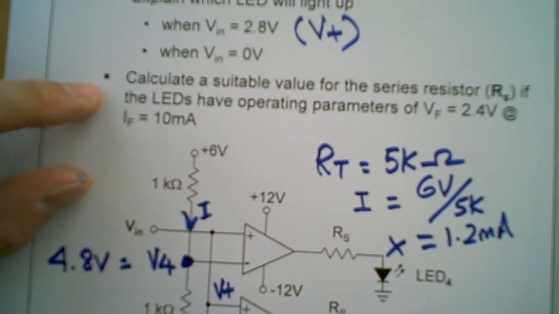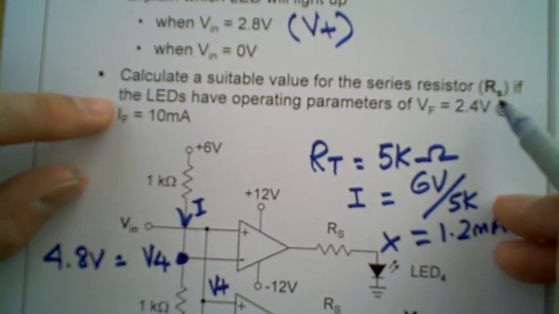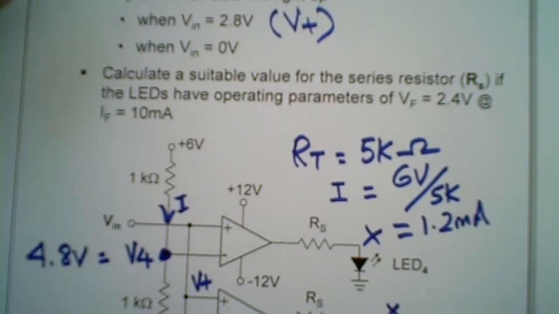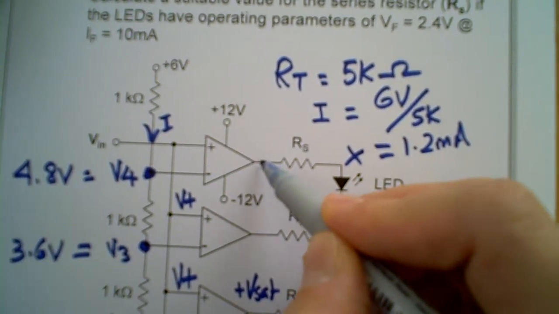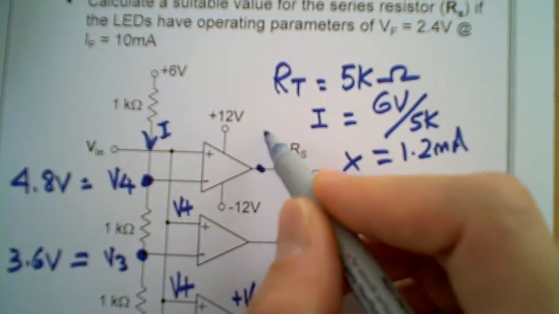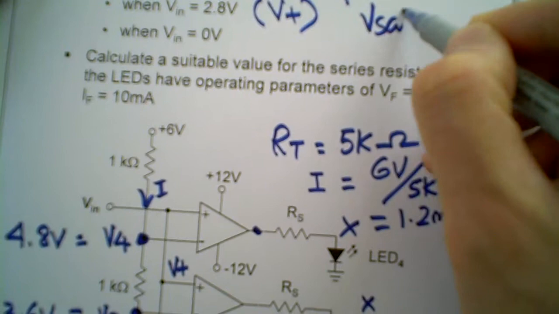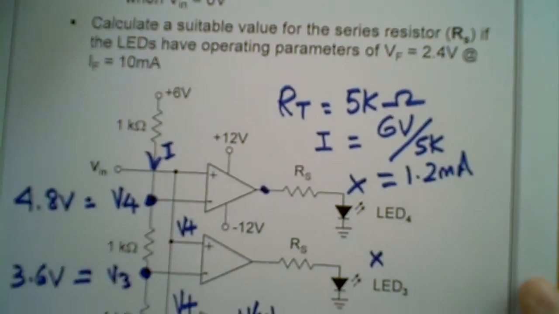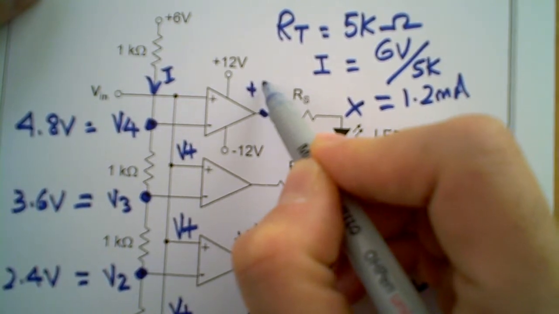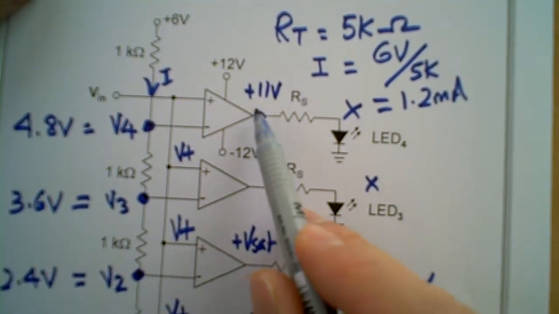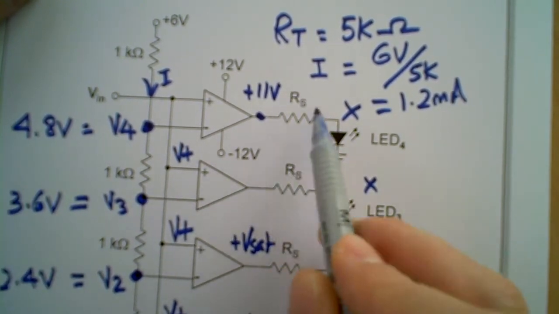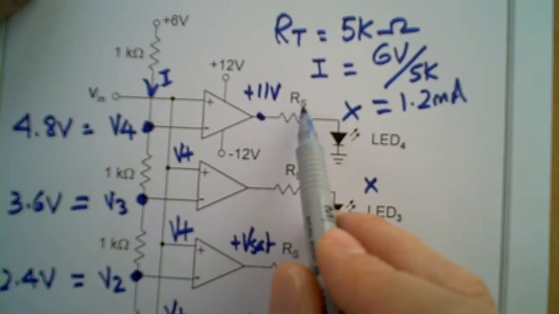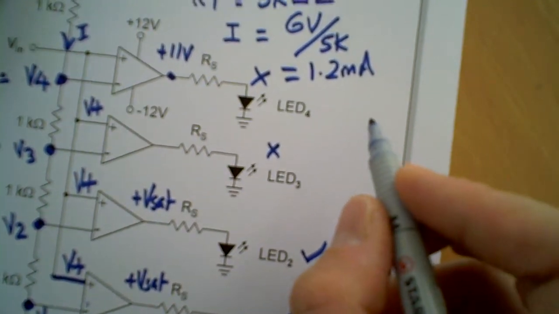The last part of the question is to calculate a suitable value of the resistance RS, if the LEDs have operating parameters of 2.4 volts at a current of 10 milliampere. It's quite simple, because we know the output saturation voltage is given: Vsat is plus 11 volts. Using this information, if the op amp is turned on, we can use Kirchhoff's voltage law to calculate the actual resistance.